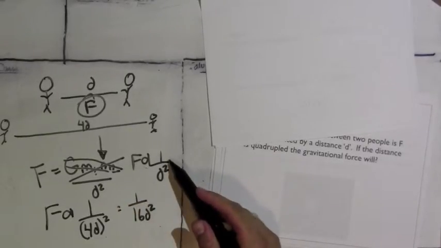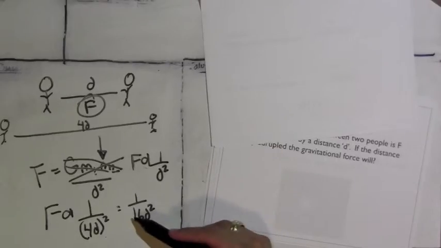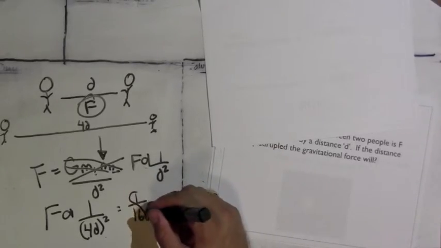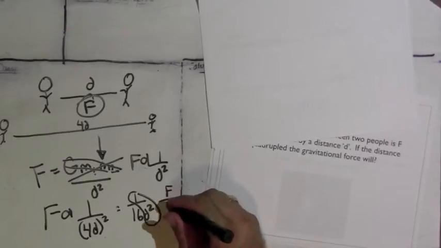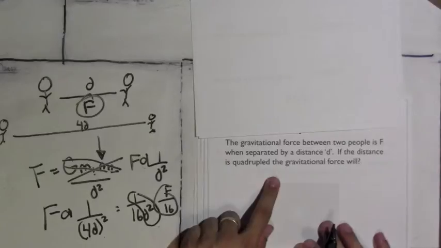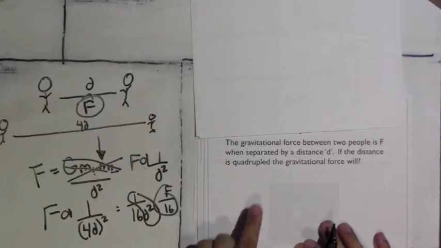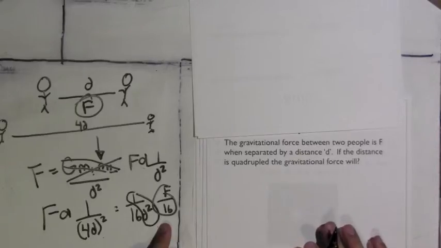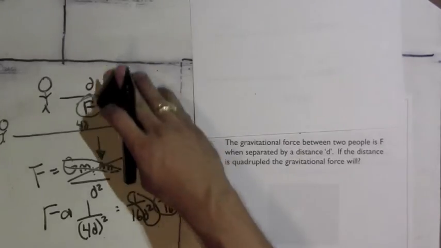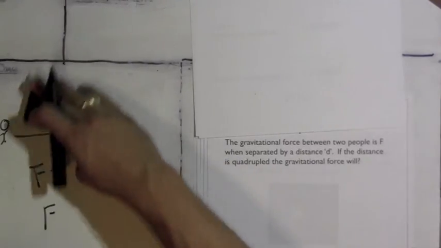Well, remember, when we had 1 over d squared, we got F. So I have 1 over d squared here. The difference is I have F, and then I have over 16. So if I quadruple the distance, the gravitational force actually reduces to 1/16 as much, because it's an inverse square law. If I were to double the distance, the gravitational force would go down by 4, and so forth. You always have to square that number when it deals with distance.